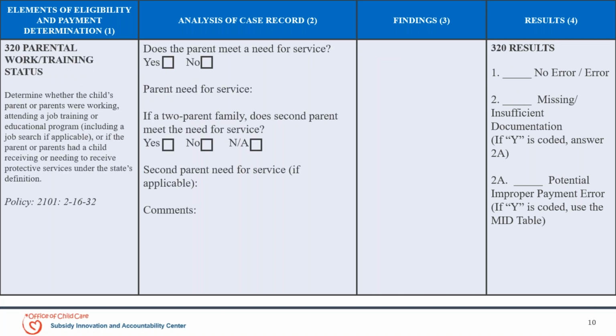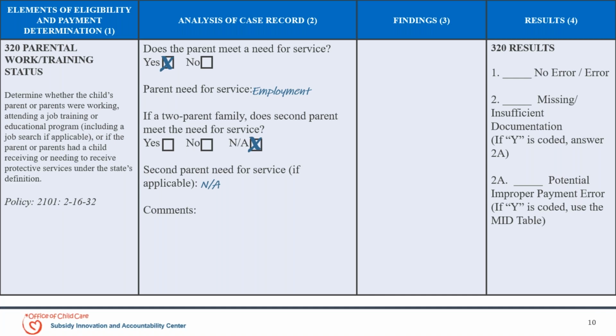Element 320 is on parental work training status. Does the parent meet a need for service? We're going to fill that out as yes. Need for service is employment. If it's a 2-parent family, does the second parent meet the need for service? And we're going to code that as NA, or fill in NA because it's a single parent.